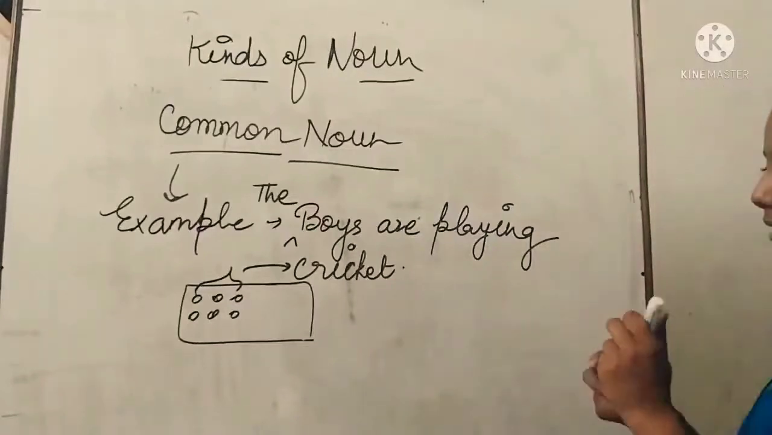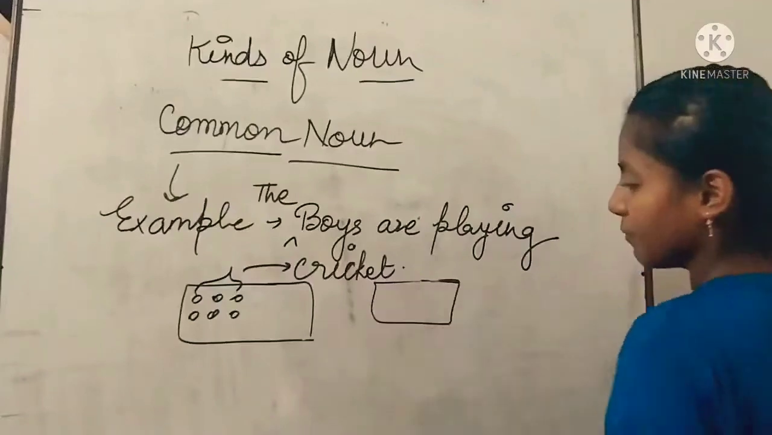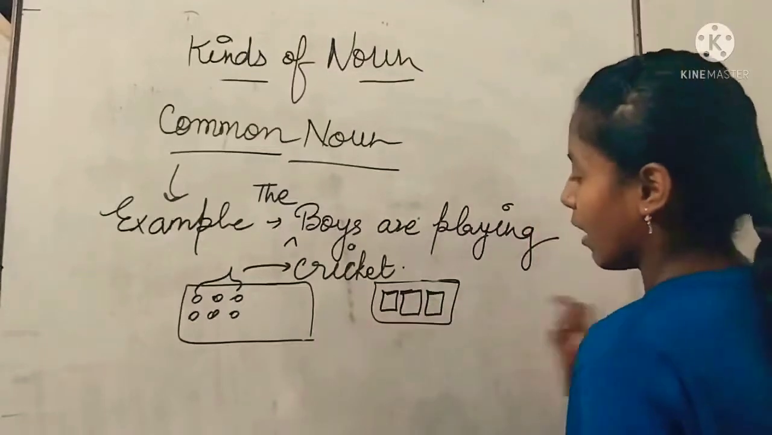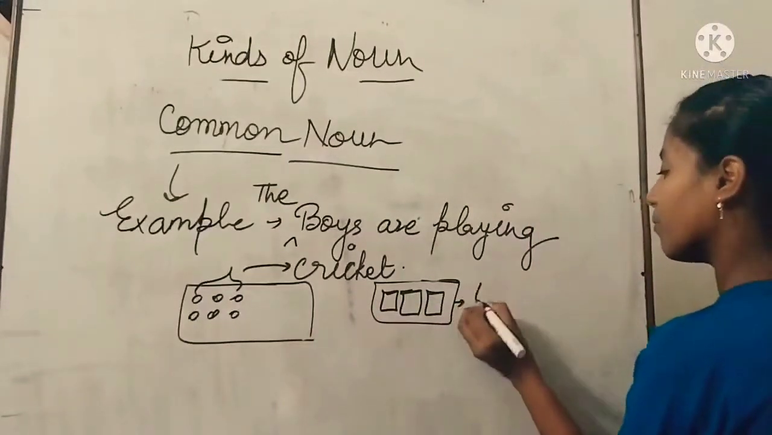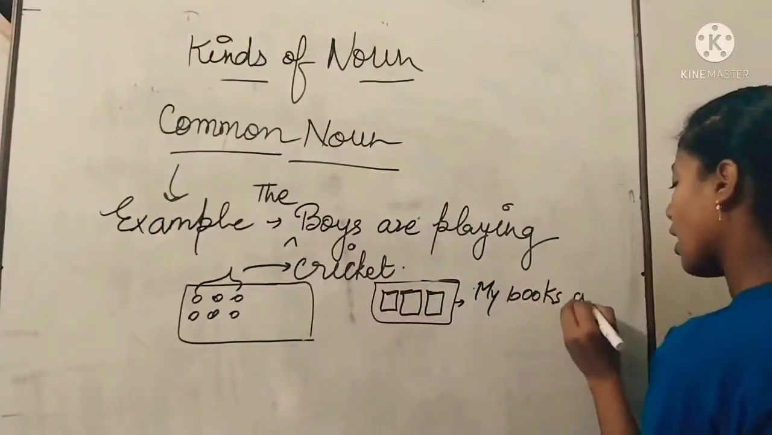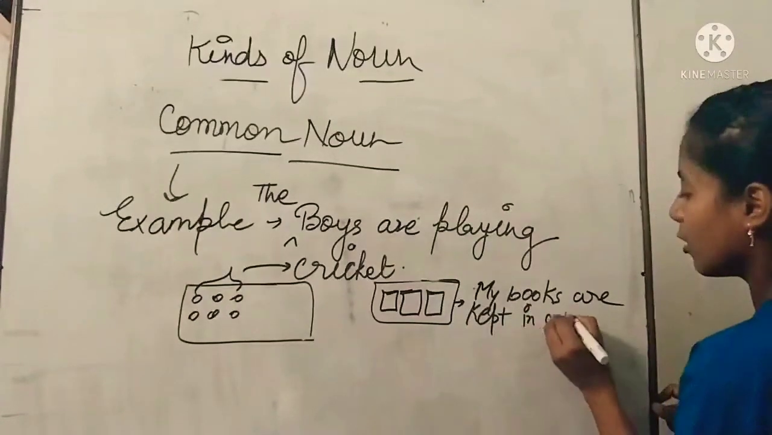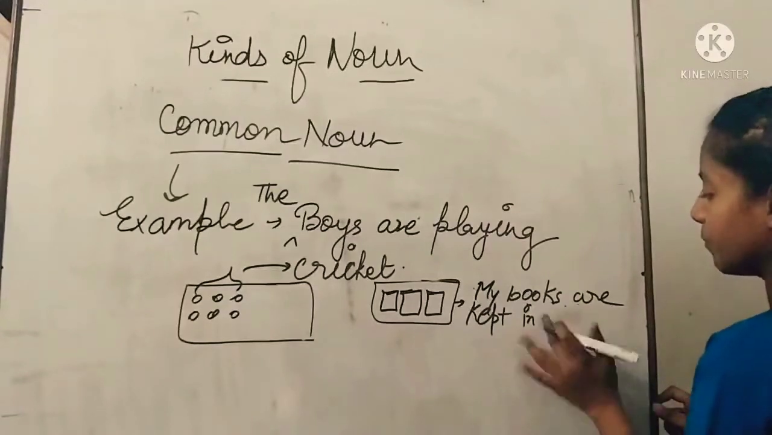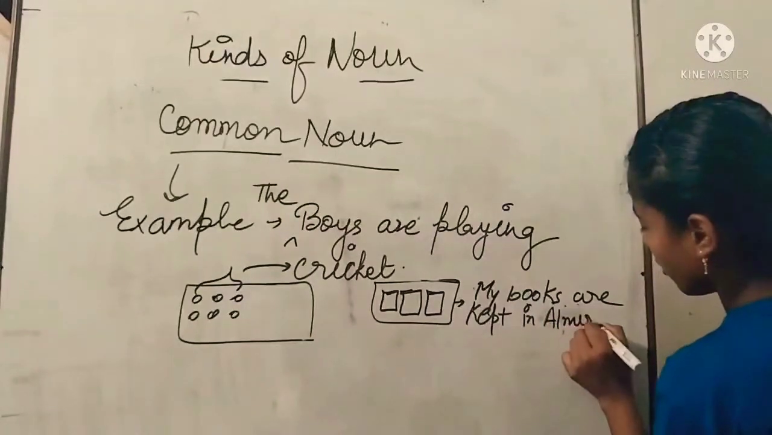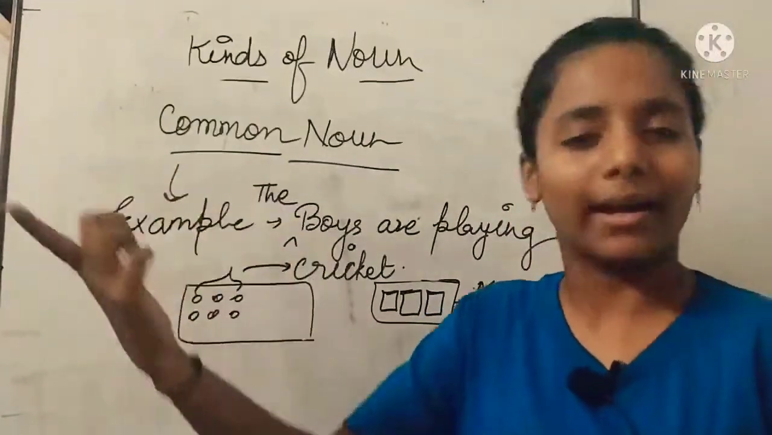What I mean here, let's have one more example. I have 3 books, 1, 2 and 3. And I write a sentence that my books are kept in cupboard. Sorry, here cupboard, or just almirah. Alright. My books are kept in almirah. As I told you, my books are kept in almirah.